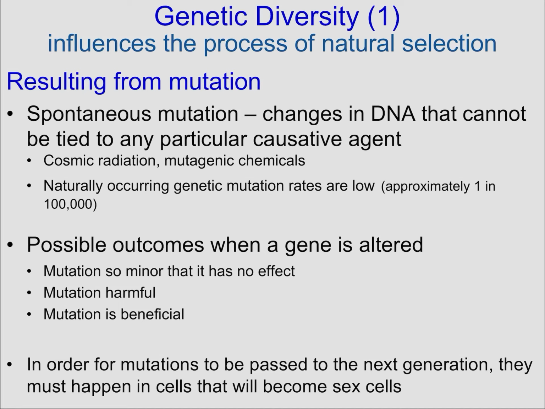In order for mutations to be passed on to the next generation, though, they must happen in cells that become sex cells. So not all of your cells go on to become eggs and sperm, only a fraction of them do. And so the mutations won't pass on to your offspring unless the mutation itself is present in the sex cell.